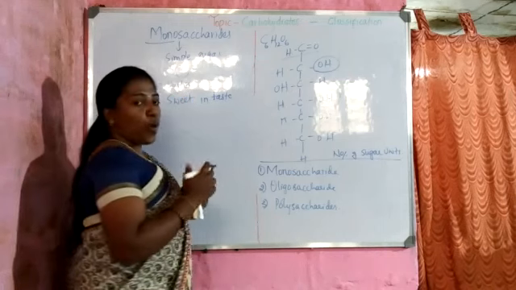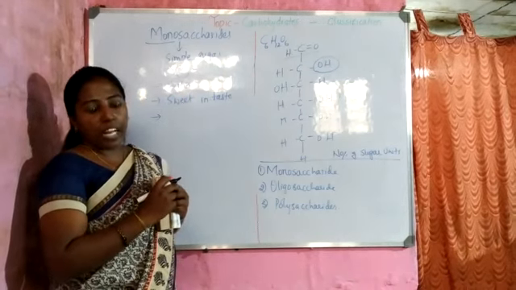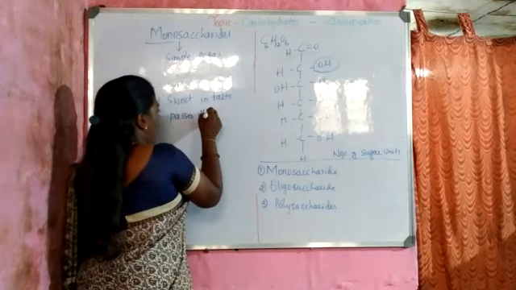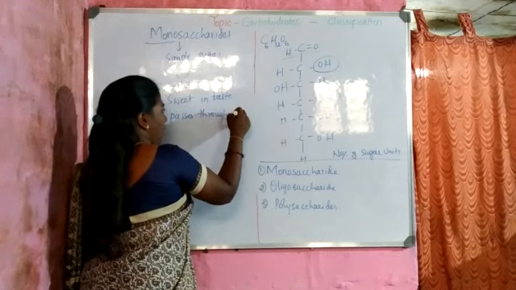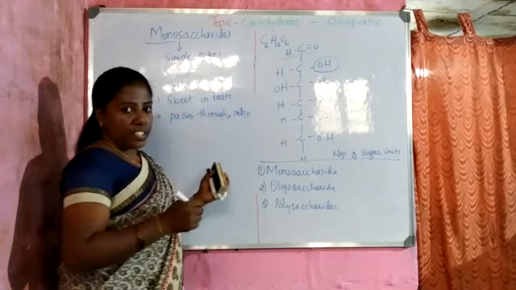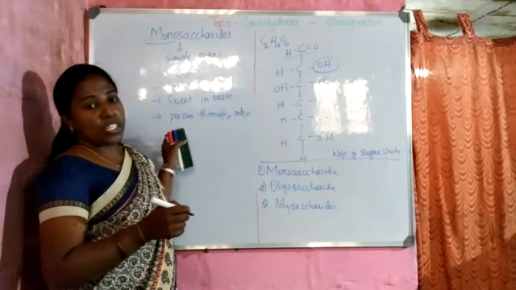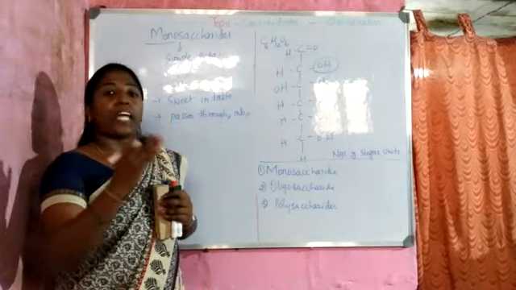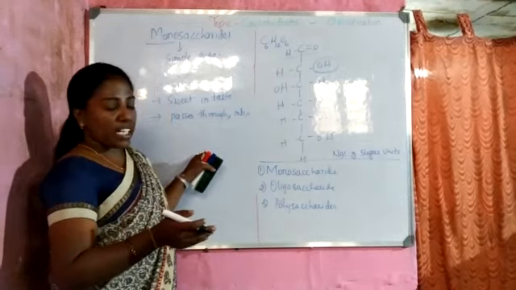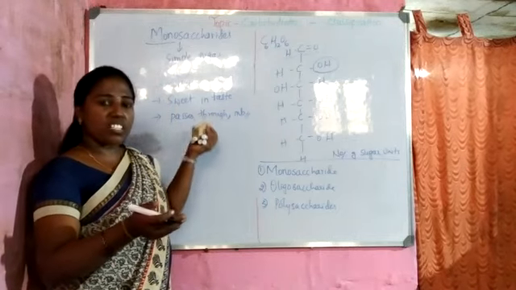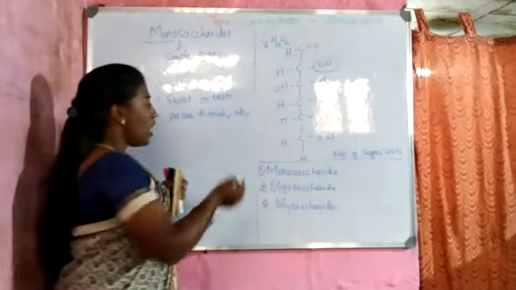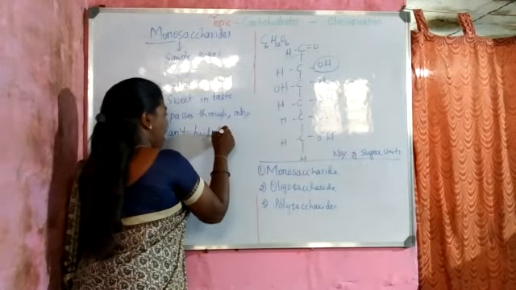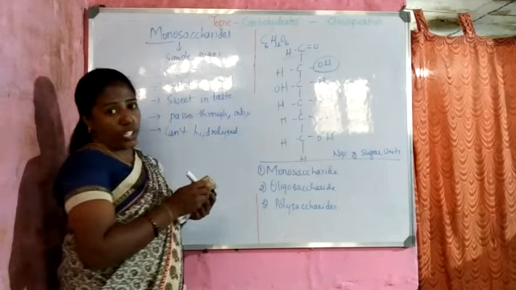The next, these monosaccharides can pass through any membrane very easily. Okay, so they can pass through the membrane easily. And the monosaccharides cannot be hydrolyzed. What is the meaning of hydrolysis? Breakdown. So the monosaccharides cannot be hydrolyzed because these are the simple form of sugars.